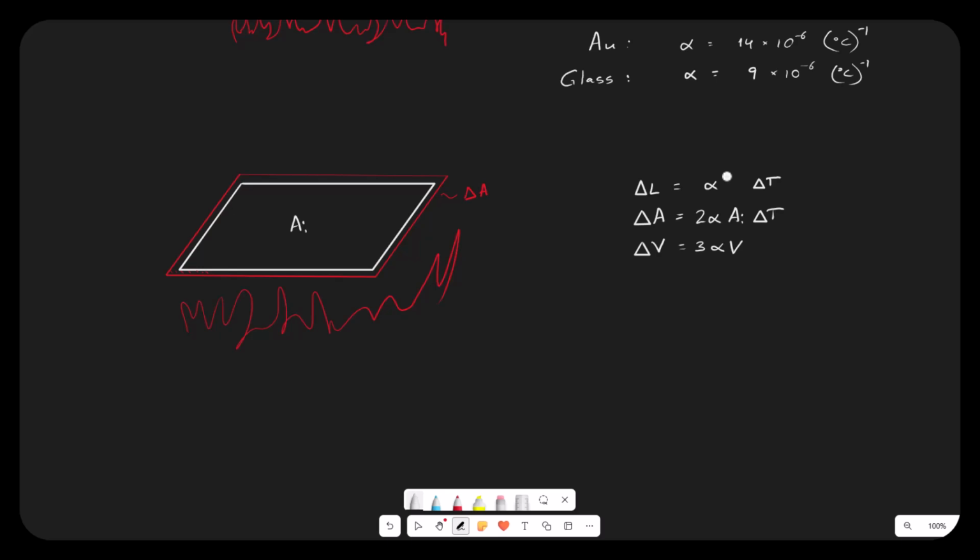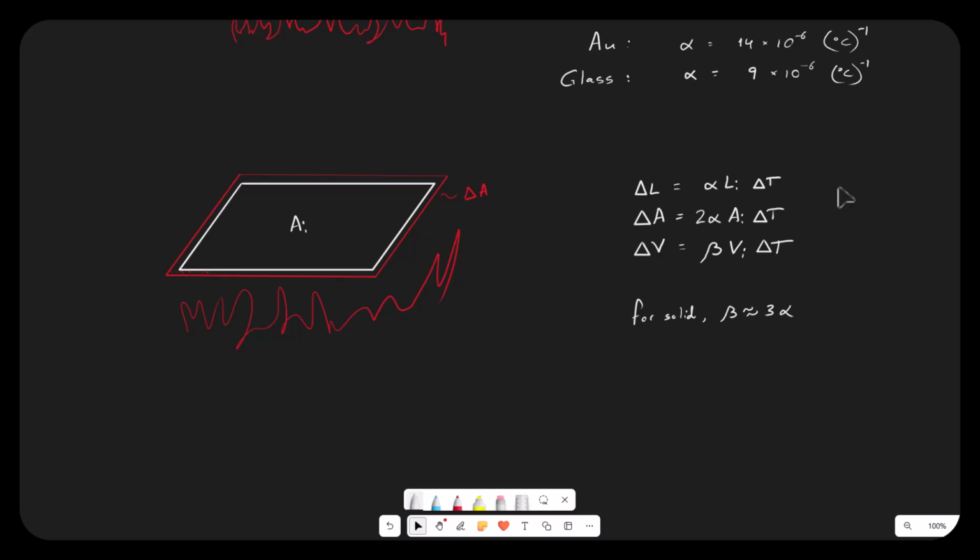This was an initial length. Our change in volume is going to be about 3 alpha times initial volume times change in T. However, change in volume is something that we can apply to a liquid also, and we can't really do a linear to a liquid. So instead, we give this a different value, beta, but for a solid, beta is approximately equal to 3 alpha. So it works out the same way.